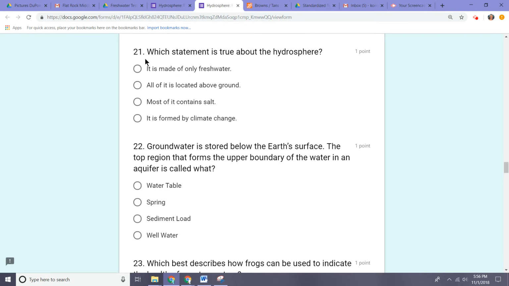Number 21. Which statement is true about the hydrosphere? It is made of only fresh water. All of it is located above ground. Most of it contains salt. It is formed by climate change.